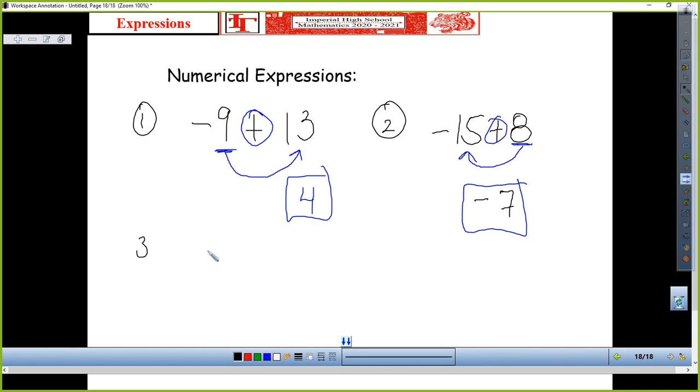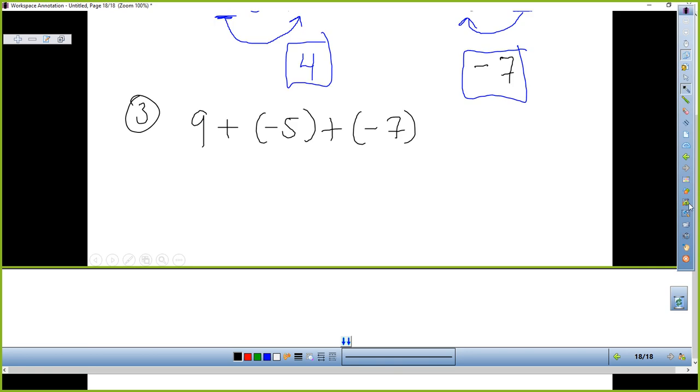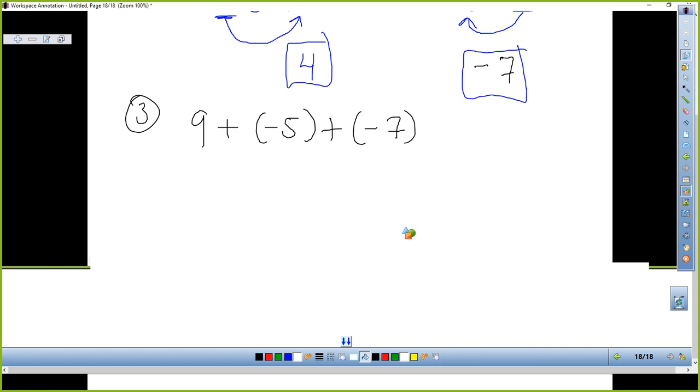Let's kick it up a notch. Let's do 9 plus negative 5 plus negative 7. Alright, let's do this one together. Like I said, we already did some of these last week. That's why I'm going a little bit faster today. So if you feel that you need me to elaborate more, just go ahead and unmute yourself and let me know. So there's two ways of doing these.